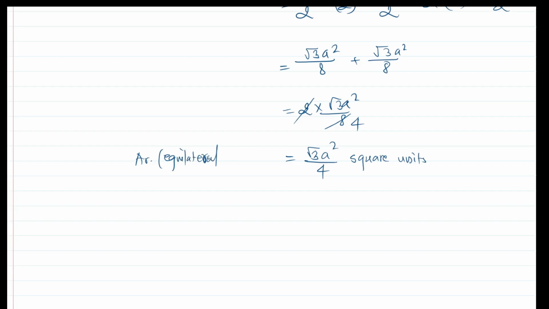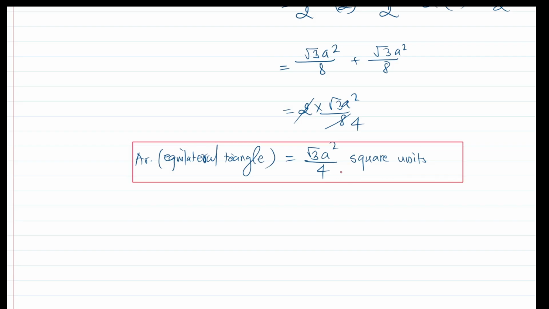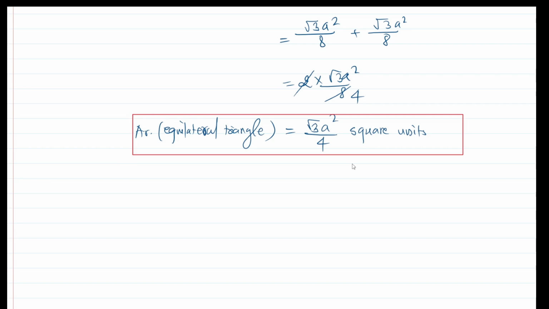Hence area of equilateral triangle will be equal to this expression. That means if we know the side of an equilateral triangle, we can easily evaluate the area of that triangle by using this formula, under root 3 A squared upon 4.